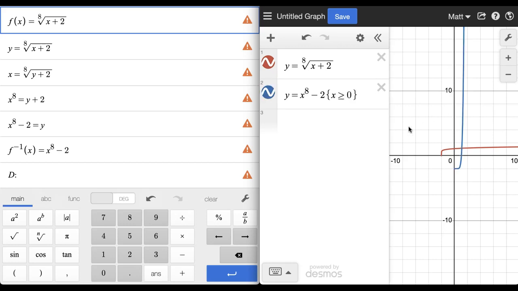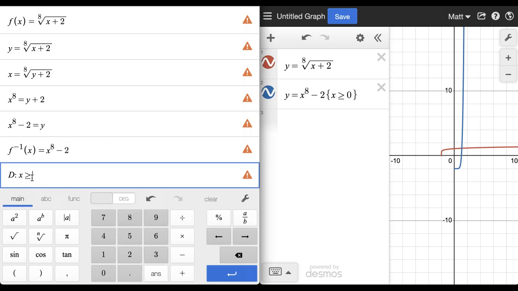Okay. So if I restrict that domain, now you're going to see the proper inverse graphs. Originally, this was x to the power of 8 minus 2. We only want to consider x values that are 0 or positive. So there you go. The domain here should be x is greater than or equal to 0.